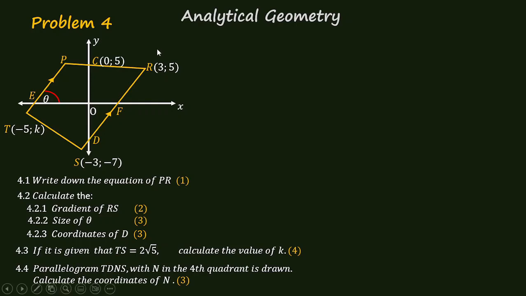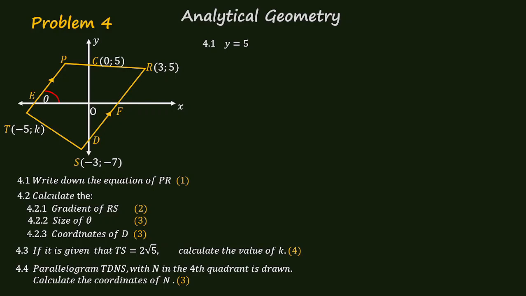That straight line is simply given by y equals 5. It's a horizontal line that is parallel to the x-axis, a straight line that goes through one value of y all the way. So the equation of the straight line PR is y equals 5.